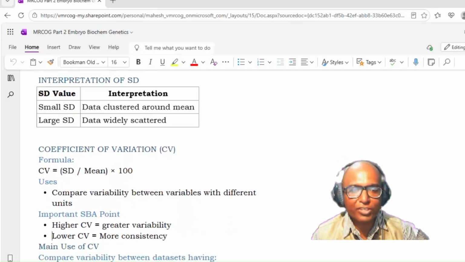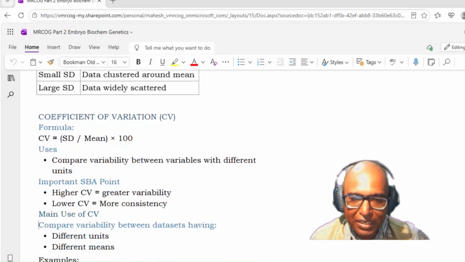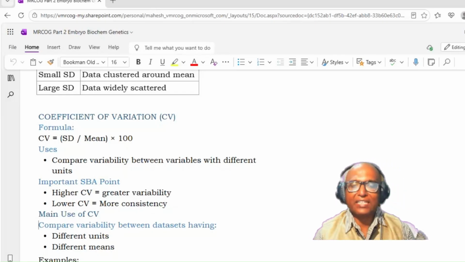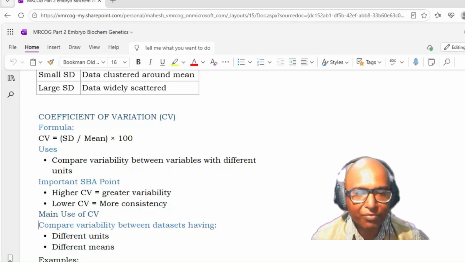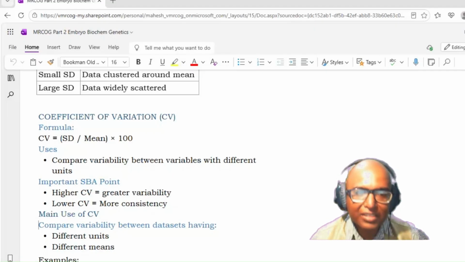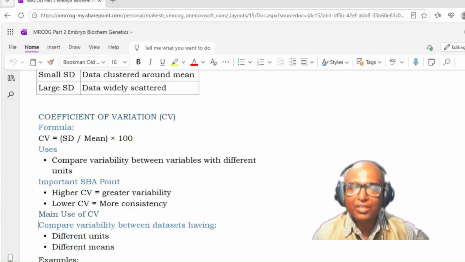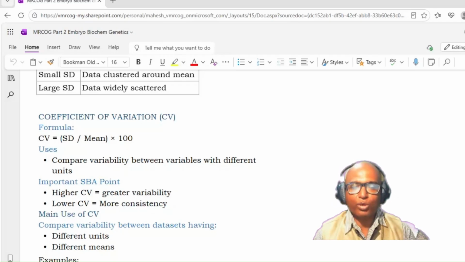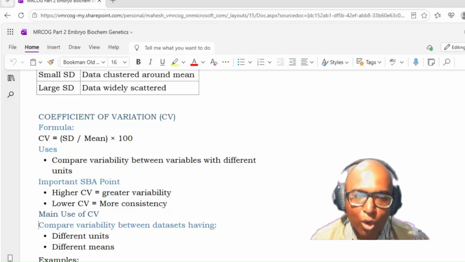What are the uses of coefficient of variation? It compares the variability between variables with different units. Sometimes you may have a data set with different units. If you have a higher coefficient of variation, that means there is greater variability. Sometimes you get a lower coefficient of variation, that means the data is more consistent. Similar to standard deviation, small SD and large SD. So here, higher coefficient of variation means greater variability; lower coefficient of variation means more consistency.